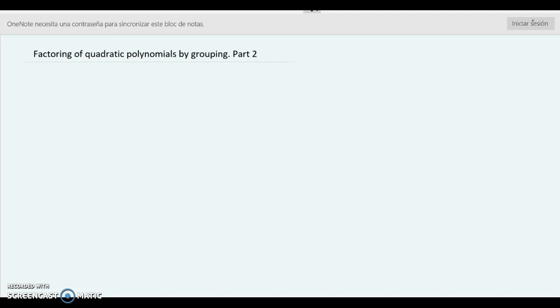For example, x squared plus 16 minus 8x. In this case, we cannot factor extracting factors. Not possible, because the HCF of 1, 16 and minus 8 is 1. And the letter x is in the first term and in the third one. So I cannot take factors out. Let's see another method.